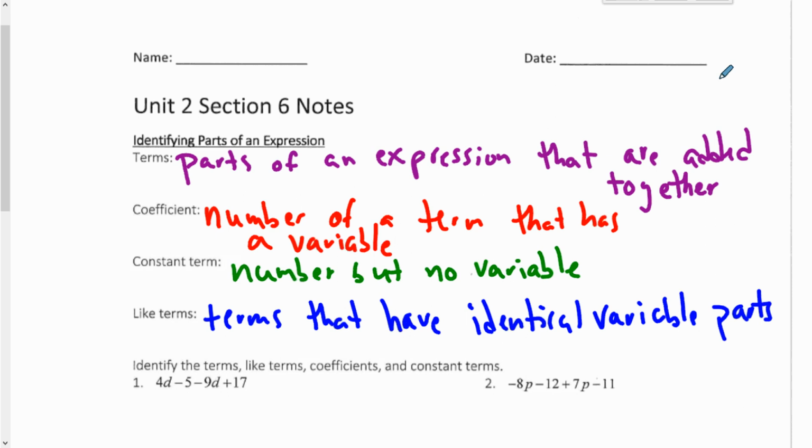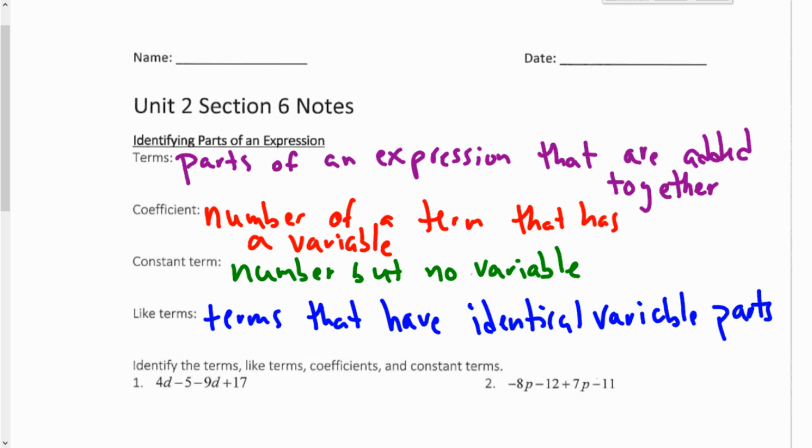In Unit 2, Section 6, we are talking about simplifying expressions, which is a really critical part to lay your foundation before Algebra 1 next year. But before we can actually simplify expressions, we need to look at some definitions. So we need to identify the different parts of an expression.